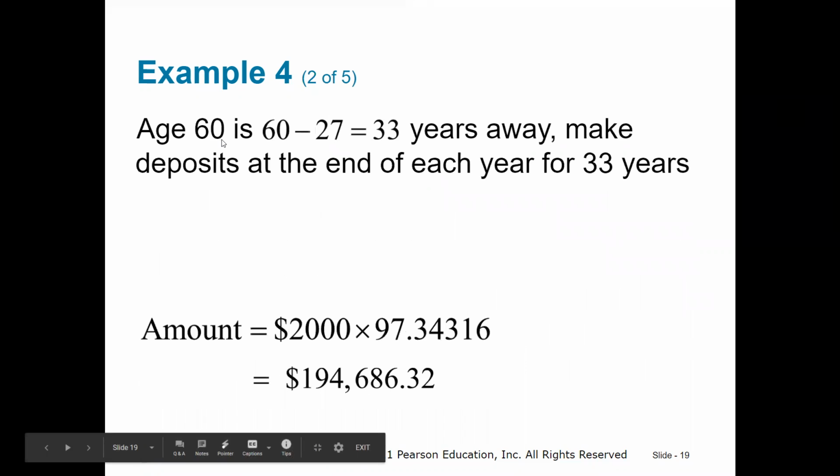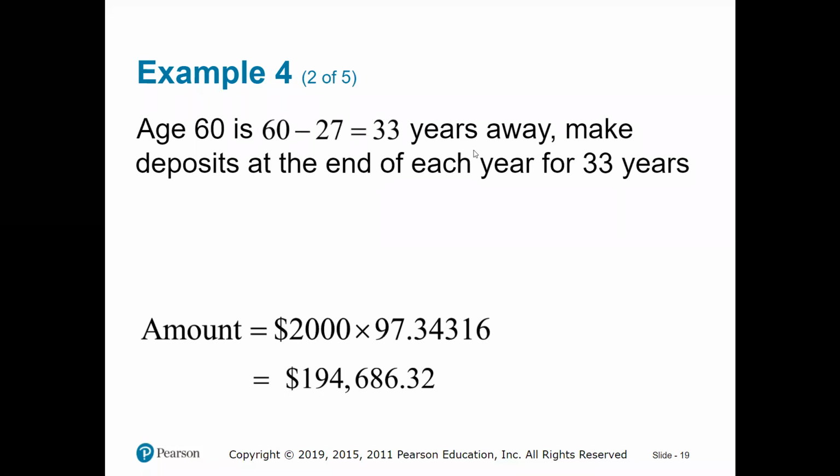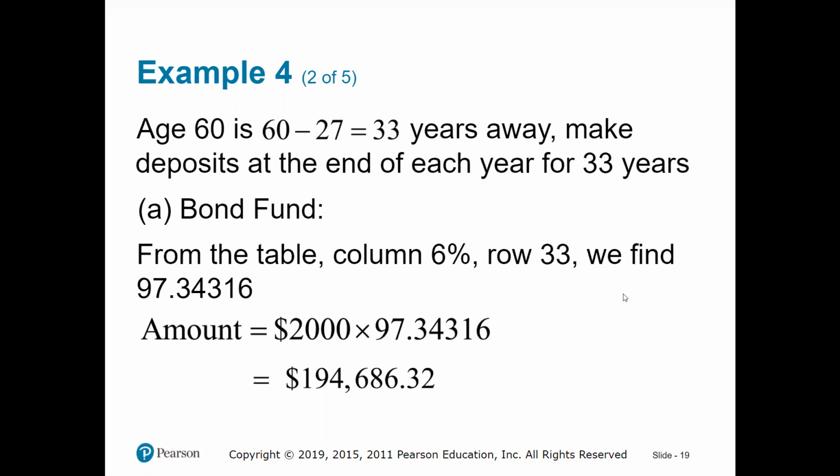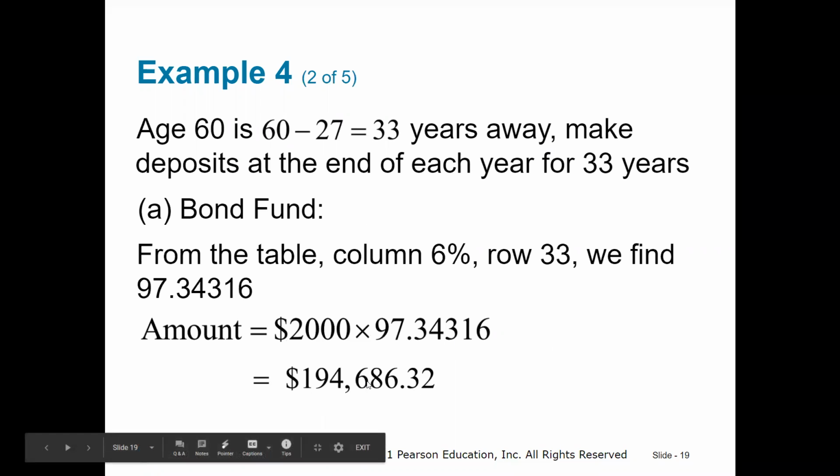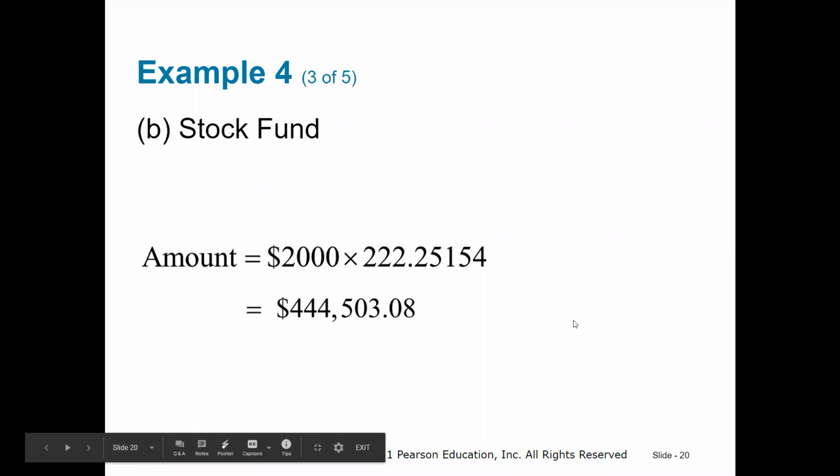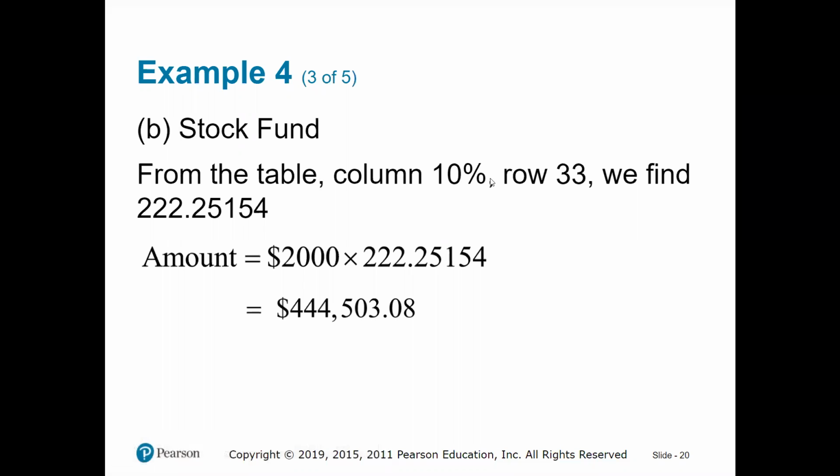So age 60 is 60 minus 27, which is 33 years away. Make deposits at the end of each year for 33 years. Bond A. Kind of like James Bond. But we don't have Bond J. We have Bond A and Bond B. From the table, column 6%, row 33, we find this amount. So the amount is going to equal 2,000 times the 97 point blah, blah, blah. So you get $194,686.32.